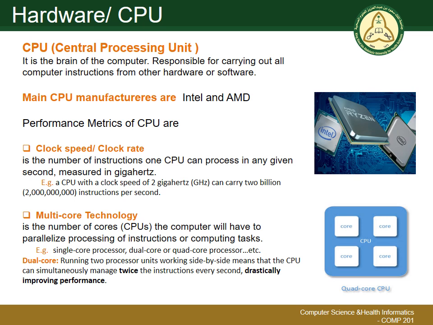How we measure البرفورمانس حق السي بي يوز، الماتريكس المعايير اللي احنا نقيس فيها اداء البرفورمانس شغلتين، اللي هي سبيد كلوك سبيد اللي هو الكلوك ريت والمالتي كور تكنولوجي. بالنسبه للكلوك سبيد is the number of instructions one CPU can process in any given second. كم عدد الانستركشنز اللي السي بي يو يقدر ينفذها.